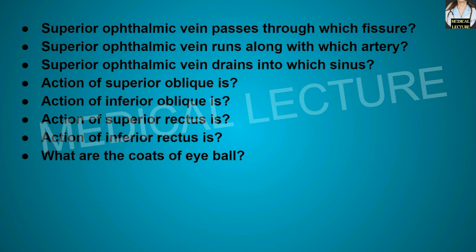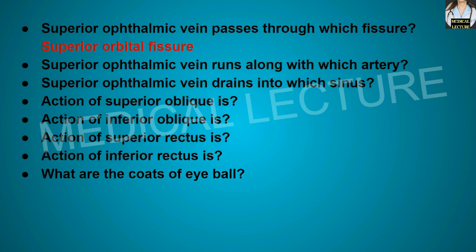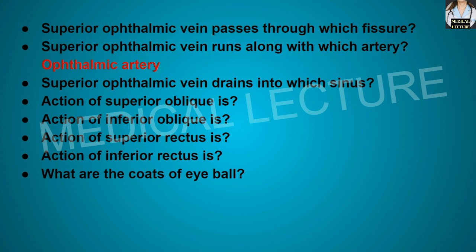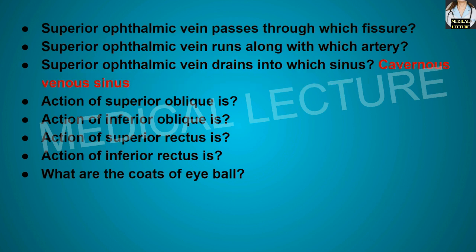Superior ophthalmic vein passes through which fissure? So it passes through the superior orbital fissure. Superior ophthalmic vein runs along with which artery? So it runs along with the ophthalmic artery. Superior ophthalmic vein drains into which sinus? So it drains into the cavernous venous sinus.